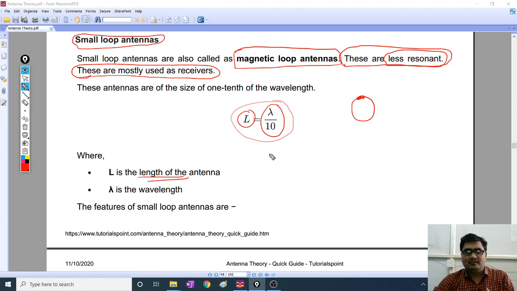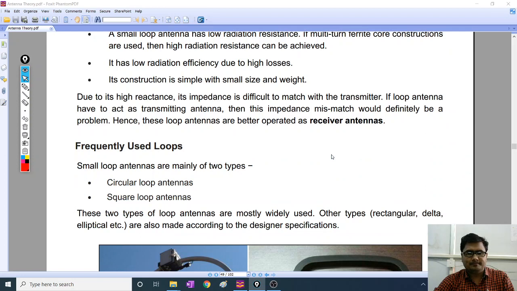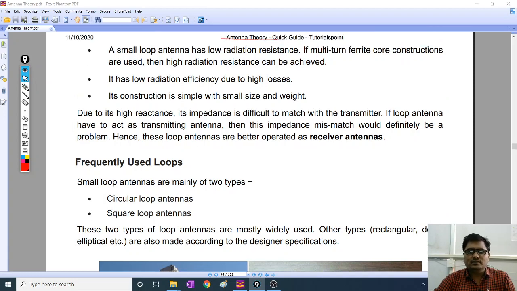Now those antennas have length less than lambda by 10. So that's why those are small loop antennas. Now here, a small loop antenna has very low radiation resistance. Look at this, radiation resistance is very low. So one thing that we have studied, if radiation resistance is very low, it means its radiation capacity will be very low. So if the radiation capacity of those small loop antennas is very low, obviously I can't connect them at the transmitter.